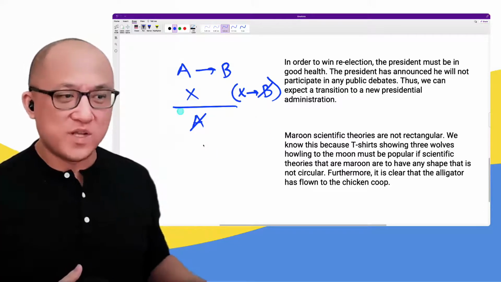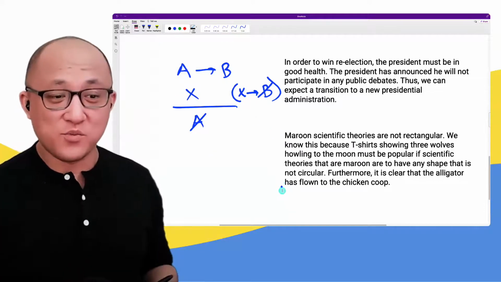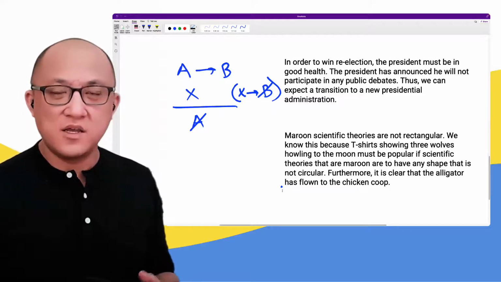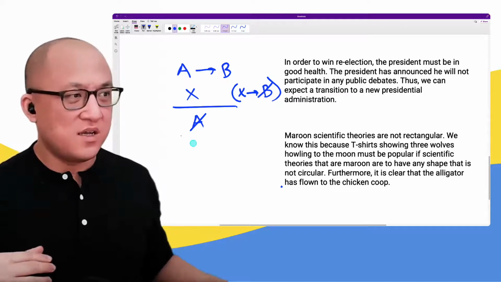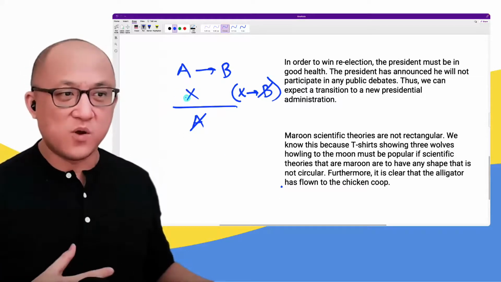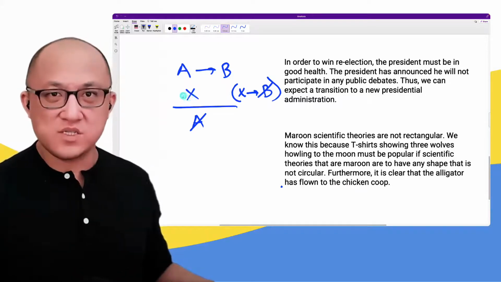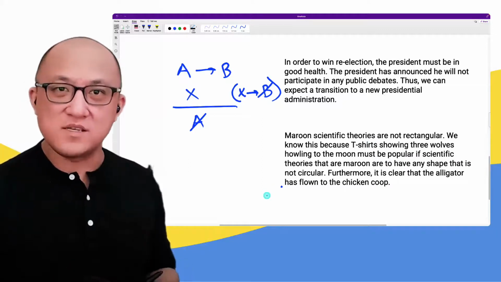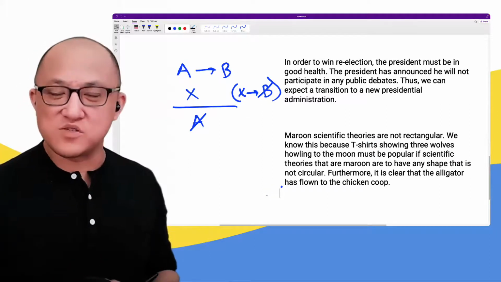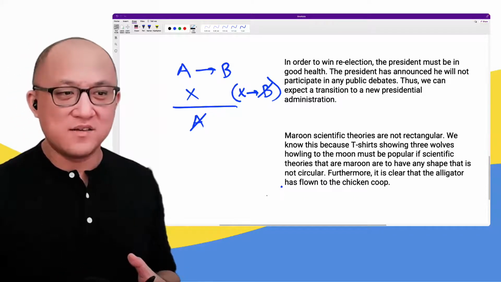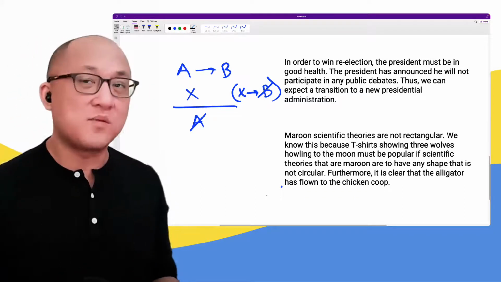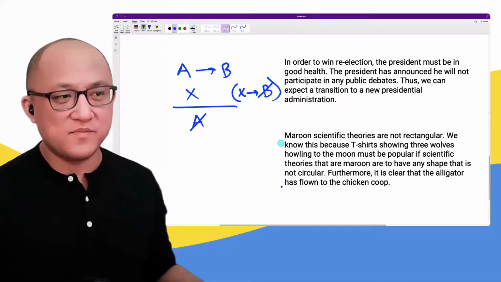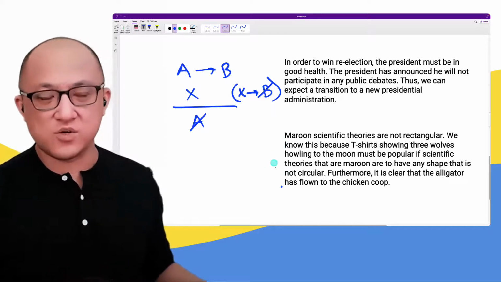But what's the relevance of this very last sentence? Furthermore, it is clear that the alligator has flown to the chicken coop. What does that have to do with anything? Well, they're offering me that premise as the X that's supposed to prove the necessary condition is false. That's supposed to show me that these t-shirts are not popular. So that's why the missing piece is, if the alligator has flown to the chicken coop, then t-shirts showing those 3 wolves howling to the moon are not popular, right?